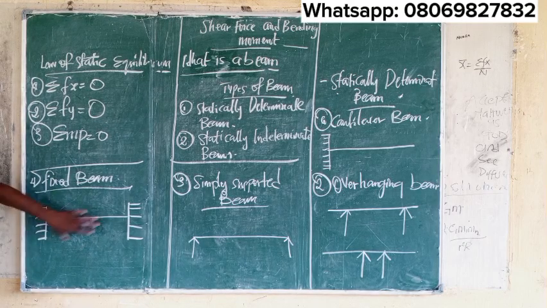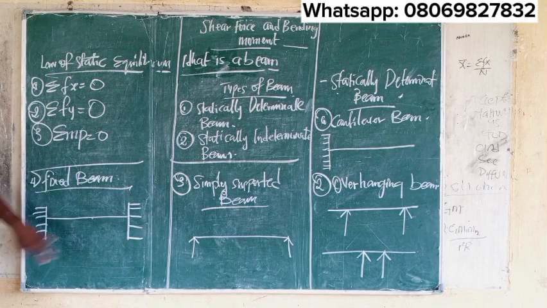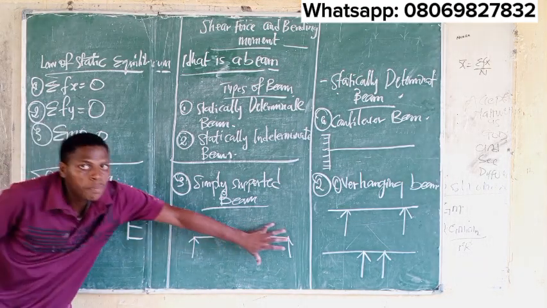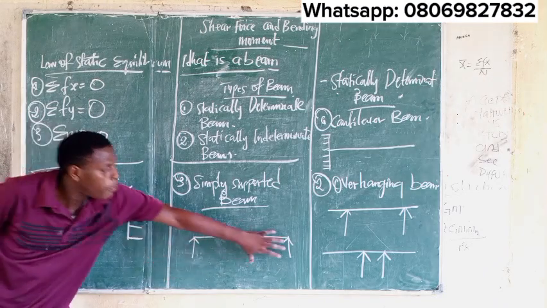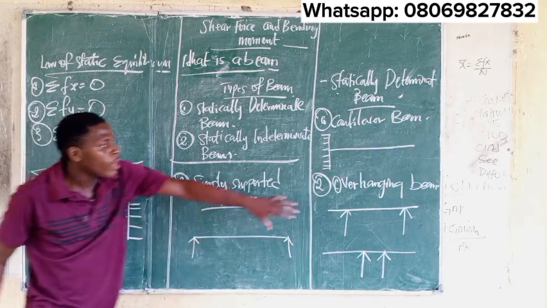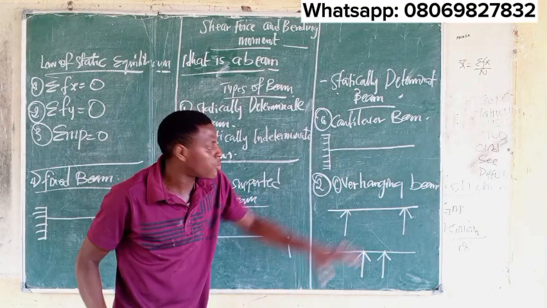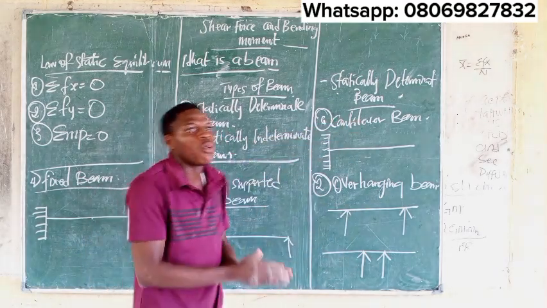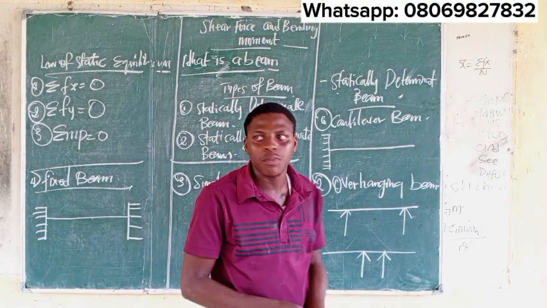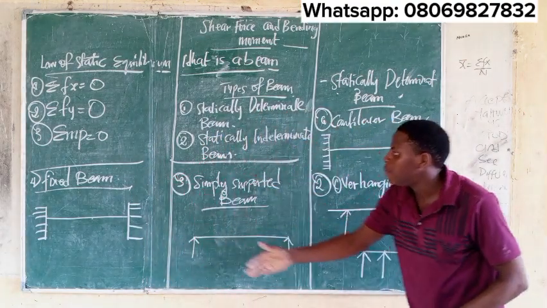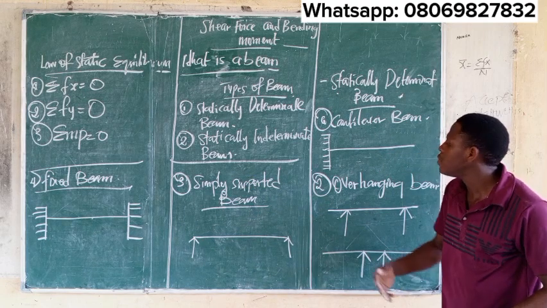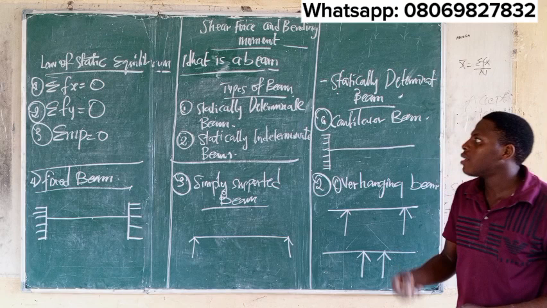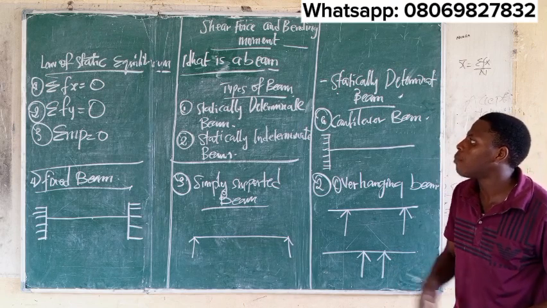The support is fixed at both ends of the beam, while the overhanging beam's supports are just placed, not necessarily at both ends, and your cantilever beam is fixed at one end. So you should know the difference between the fixed beam, the simply supported beam, the overhanging beam, and the cantilever beam.